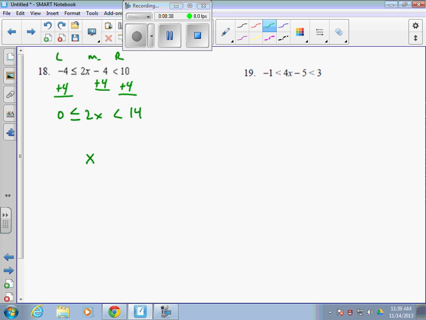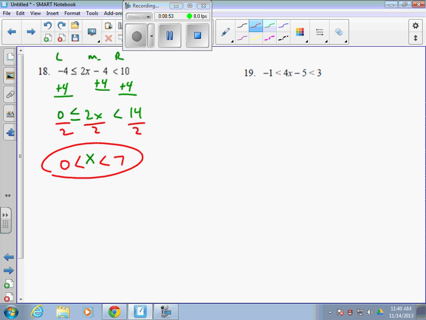Then get rid of 2 times something by dividing by 2. Divide the left by it and the right by it as well. 0 divided by anything is 0. Then we have x. 14 divided by 2 is 7. We didn't do anything to reverse the signs, so we'll leave them both as less than.